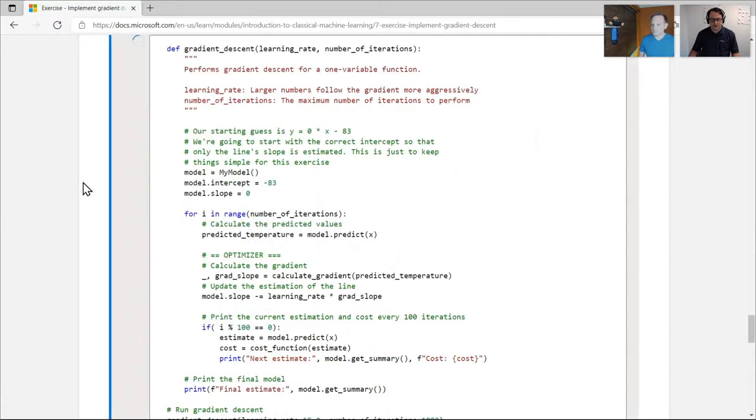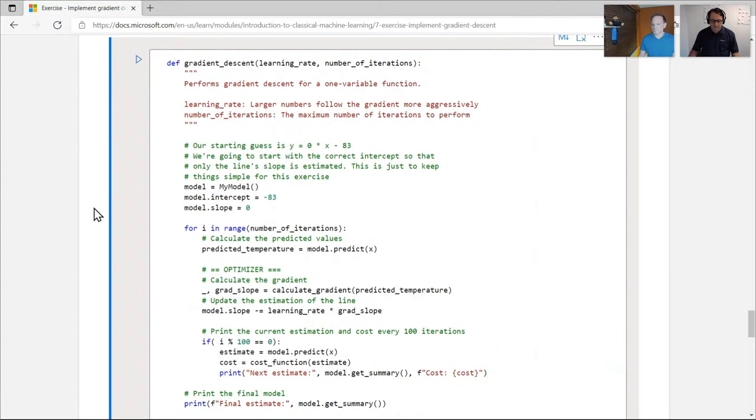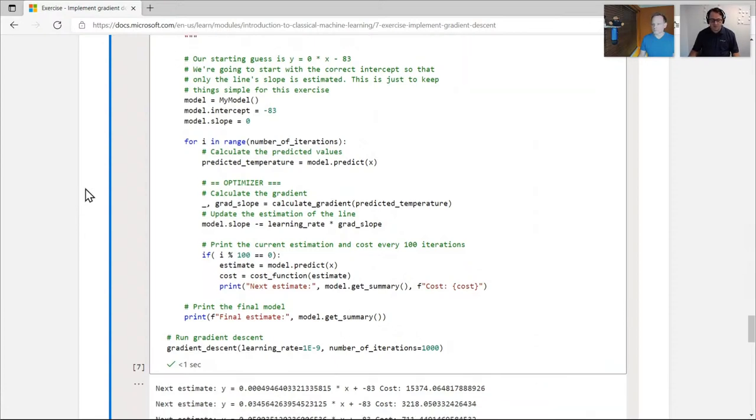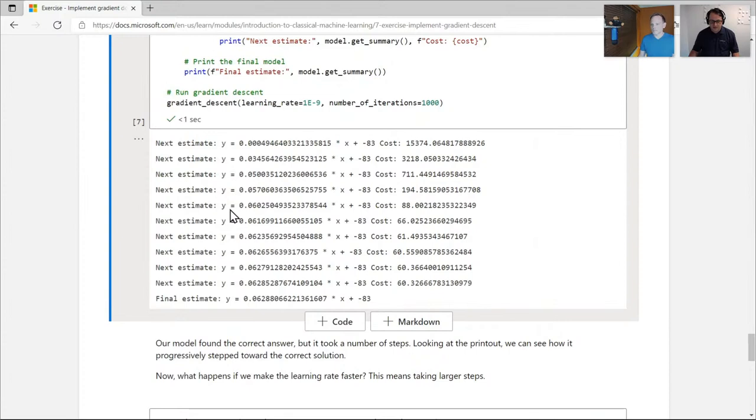So I'm going to run this cell, which is actually going to do that loop. It's very similar to what we did before, but this time we're using gradient descent to try and find a better cost function value. And if I scroll down here, you can see that over time the cost just shrinks, from 15,000 all the way down to about 60.